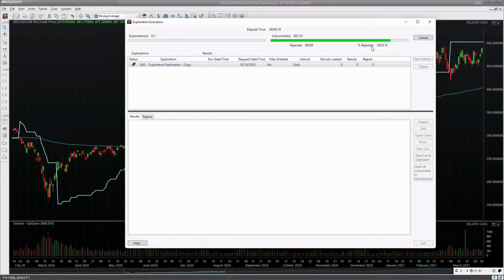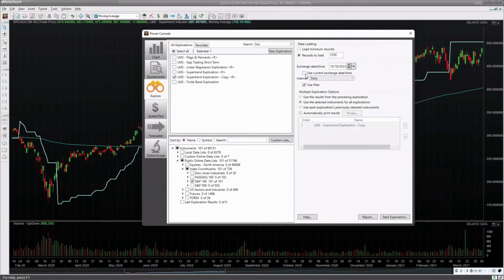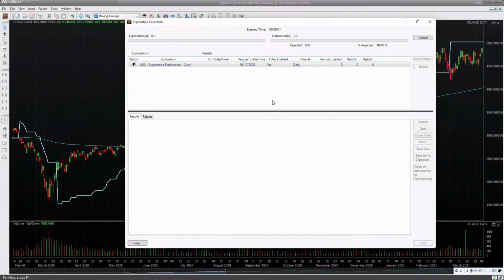And here you can see, this is going to give you an idea. You'll see that 100% are being rejected right now, so I'm not finding any securities. So let me go ahead and just try that one more time. But what I'm going to do, instead of running through the current exchange, is back it up one day, because I'm pretty sure I saw some signals yesterday. So let me run this one more time, and we'll just run it through yesterday's close, just so I can give you an example here.